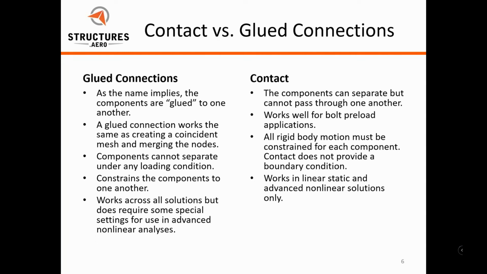In a glued connection, like we said, the components are basically glued together, welded, however you want to process that in your mind. They can't separate under any loading condition. As we'll see, I put an opposing load on both, and you'll be able to see that the components separate with the contact connections, and they cannot when you glue them together. The glued connections will constrain the parts to one another, so you can have your boundary conditions set up on one component and the other will be constrained to that with the glued connection.